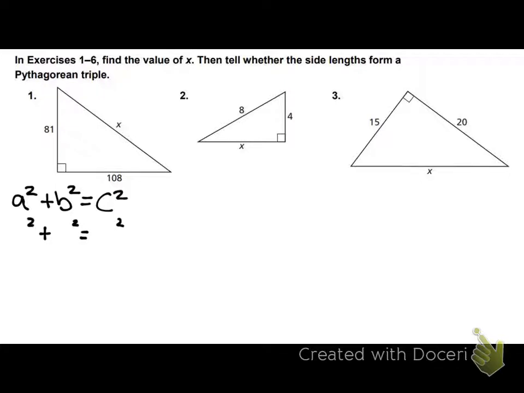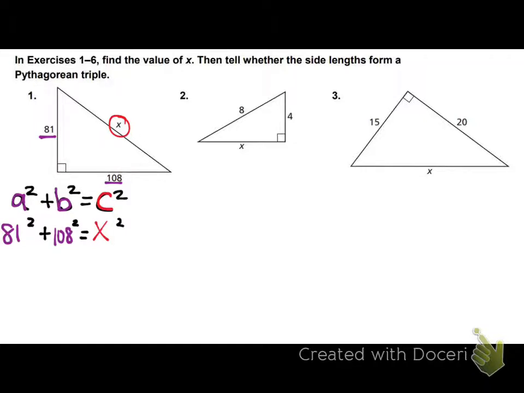All right, what is the hypotenuse? What is the longest side here? It's going to be x. So I just plug in x where c was. For A and B, it doesn't matter which one you label A and B as long as they're the legs, so the non-right or the non-hypotenuses. So 81 and 108.